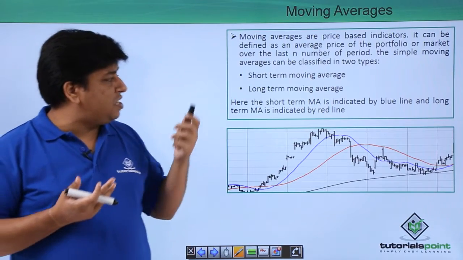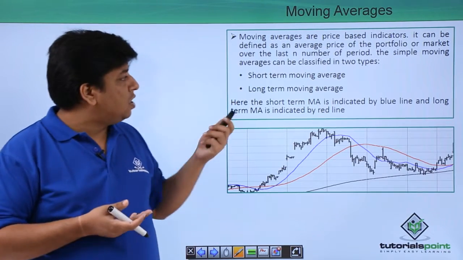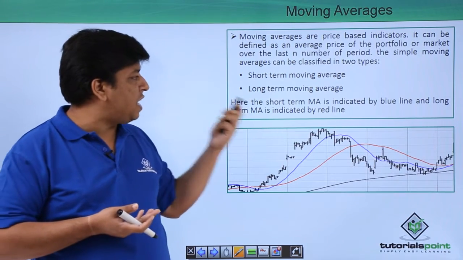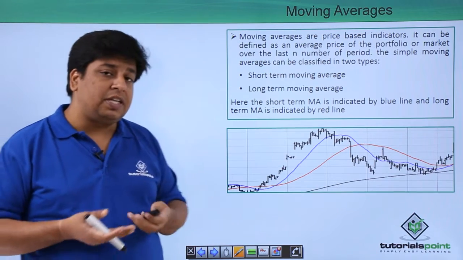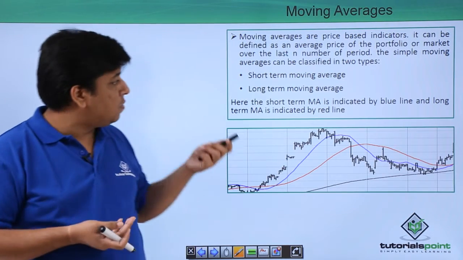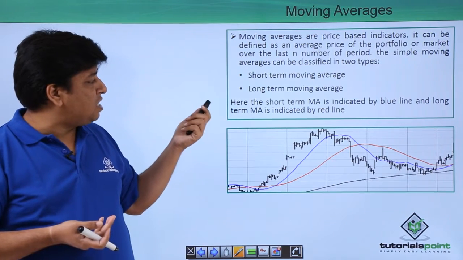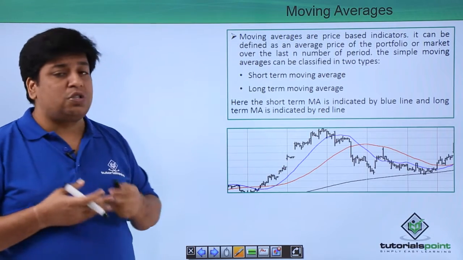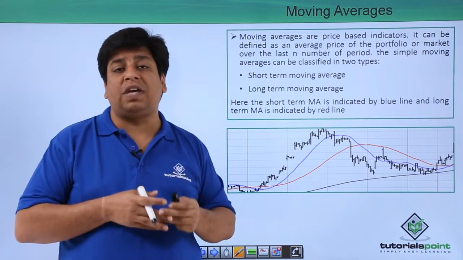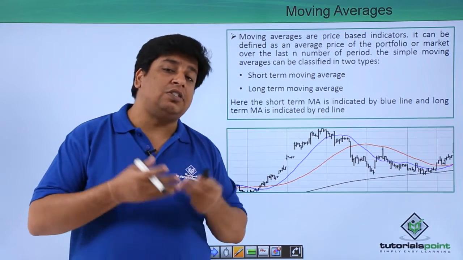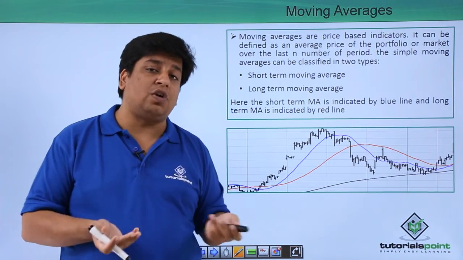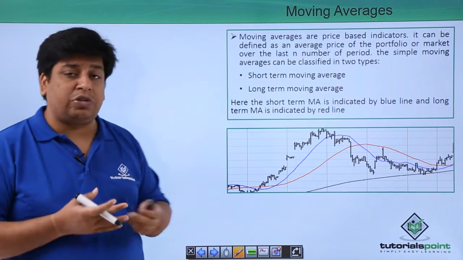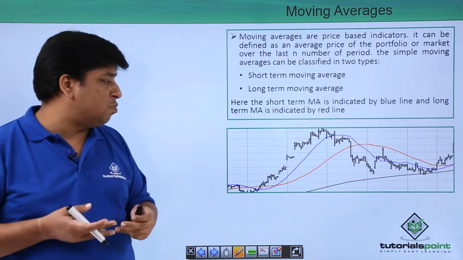Now, if you see, moving averages are price based indicators. It can be defined as the average price of the portfolio or market over the last n number of periods, could be 20 days, could be 21 days, could be 26 days. The simple moving averages can be classified into two types: short term moving average and long term moving average. So the short term or long term depends on what moving average you are taking in terms of duration. If you're taking it for a short duration like 10 days, 21 days, it will be for short term. In case you are taking it for a longer duration, it will be long term moving averages.